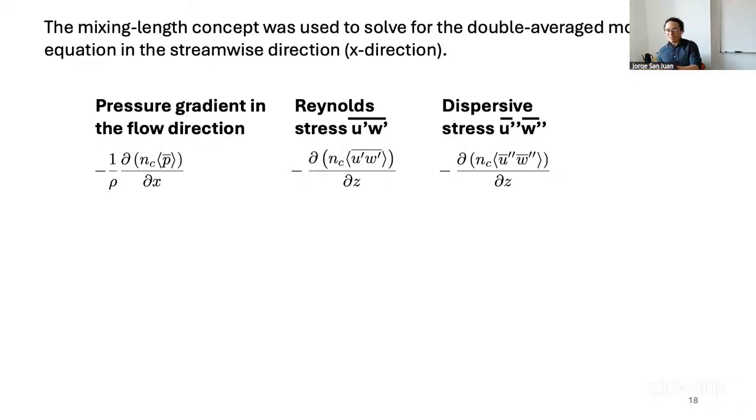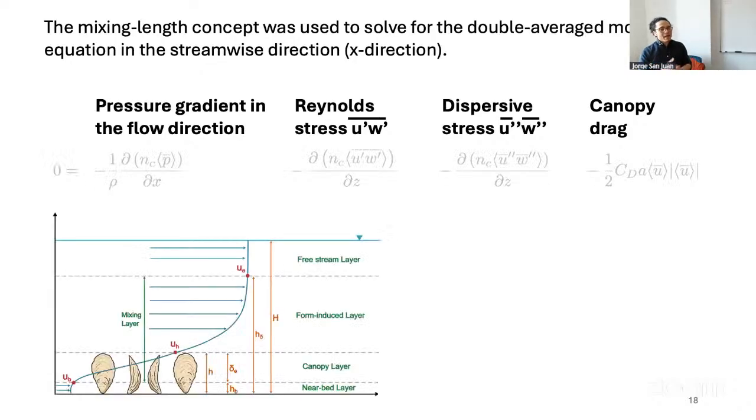This dispersive stress is kind of an equivalent to the Reynolds stress that you might be familiar with. But in this case, it takes into account the covariance between the time average of the velocity. So it's an equivalent to the Reynolds stress, but in space. You could think of this term that way. Finally, we have the canopy drag. If we have vegetation, if we have obstacles in our flow, we're going to have some drag there. So we have an equation that needs to be balanced, everything needs to be equal to 0.